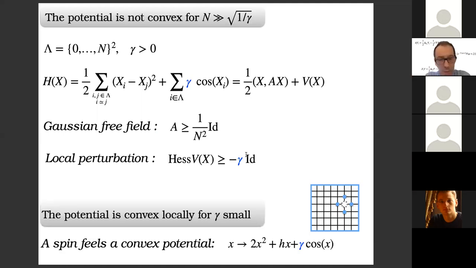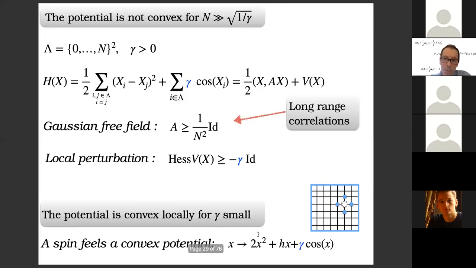However, one can view this slightly differently and imagine now that I'm going to freeze all the spins around the one right there in the center. Once all the blue spins are frozen, then the spin in the center, when the neighbors are frozen, is going to feel a convex potential, at least if gamma is small enough, because essentially that's the kind of potential which is felt by the spin in the center.